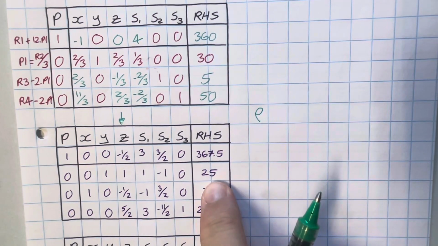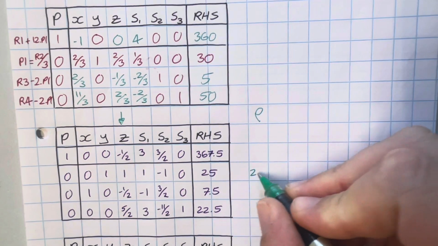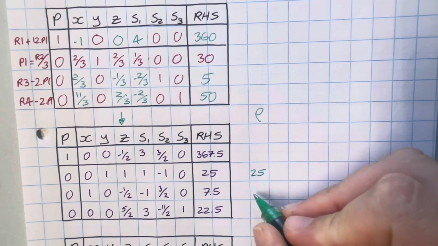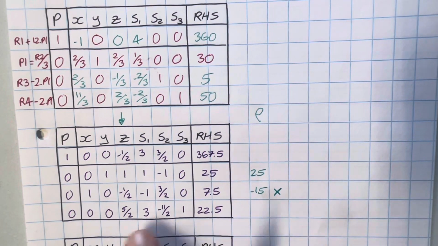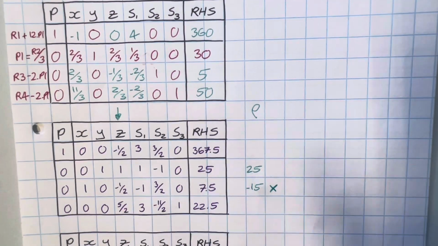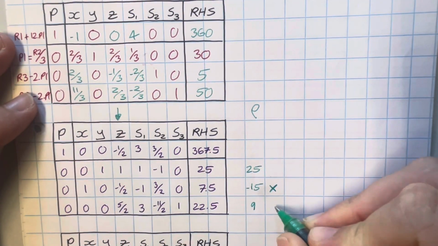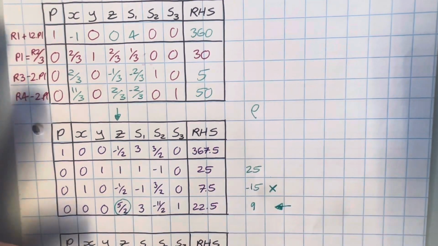So that's going to be the right-hand side divided by the pivot value entry. So that's going to be 25. 7.5 divided by negative a half is negative 15, but we can actually ignore that because it's negative. And then 22.5 divided by 5 halves is 9. So the smallest of those, which is positive, is this one. So that is our chosen pivot value.